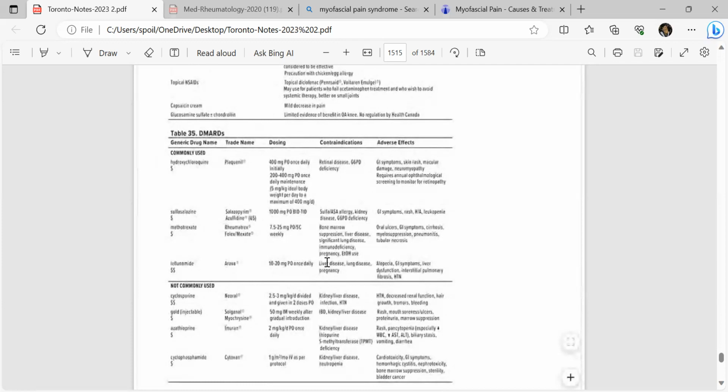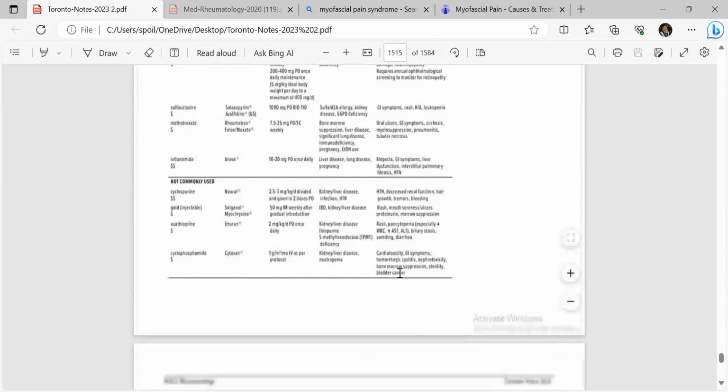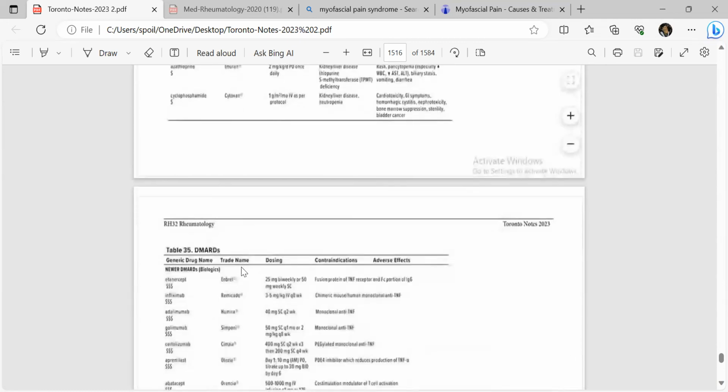So leflunomide: liver disease, lung disease, pregnancy, alopecia, liver dysfunction, interstitial pulmonary fibrosis, and hypertension. Leflunomide is contraindicated in liver disease. This one is also contraindicated in liver disease or bone marrow suppression. And the lung disease, both are same. The pregnancy also, this one, methotrexate also, leflunomide also. Okay, and these are the side effects. And it is not commonly used, and we will leave this one.